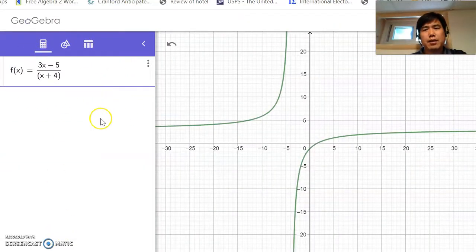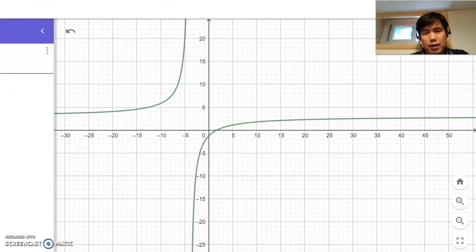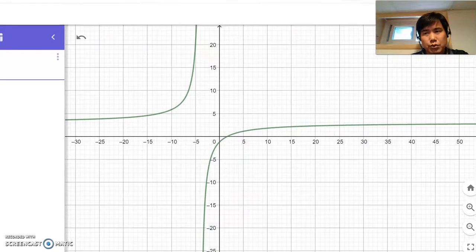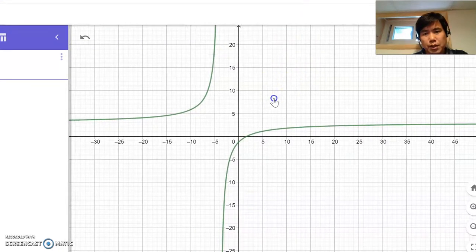Alright, so let's look at this graph here. I make f(x) equal to (3x minus 5) over (x plus 4). That's the given graph here. When you look at this carefully, it is not actually equal to 0 in this case.